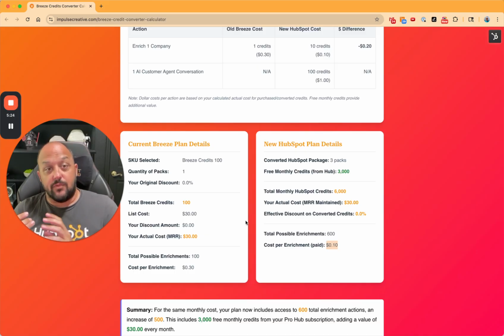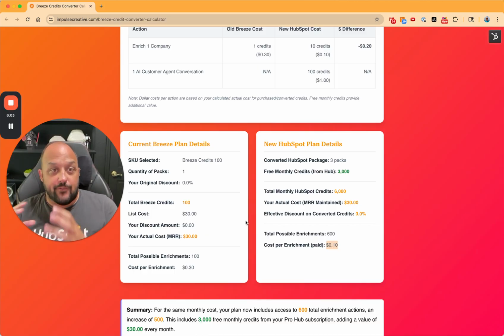Right now, outside of enrichment on a record, like a company, you also have the AI customer agent, and that's 100 credits per conversation. So it comes down to about $1. Then the other area is smart fields, which are in beta, and those are 10 credits per property per record. So if you have one property on one record, that's going to cost you essentially 10 cents to get that information each time.